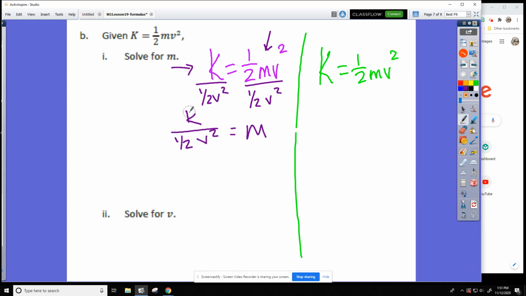It's not proper to have a fraction in the denominator. So when you divide by a fraction, you're going to copy, change it to multiplication, and flip it. So actually it becomes 2k divided by v squared. Because the k, I'll write it over here, k divided by 1/2 is k times 2, which is 2k. So that's what happens to that, and this is our final answer.